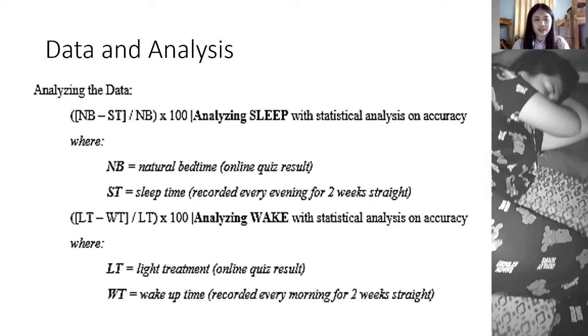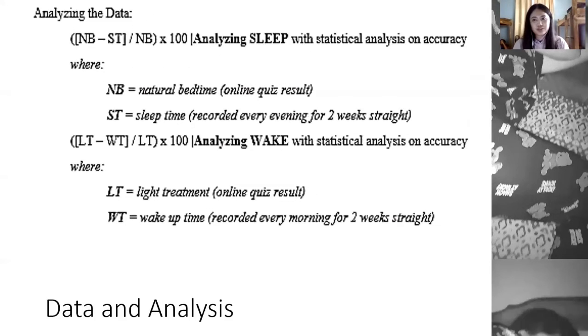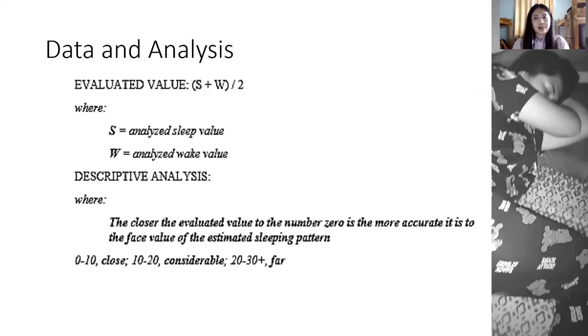And for analyzing wake, we use the formula LT minus WT over LT times 100. Also a statistical analysis on accuracy, where LT is light treatment taken from the online quiz result, and WT is the wake up time recorded every morning for 2 weeks straight. And to determine the evaluated value, we use the formula S plus W over 2, where S is the analyzed sleep value and W is the analyzed wake value.